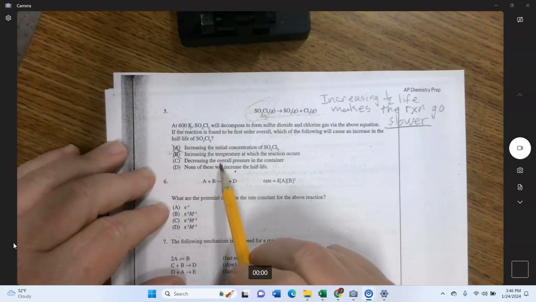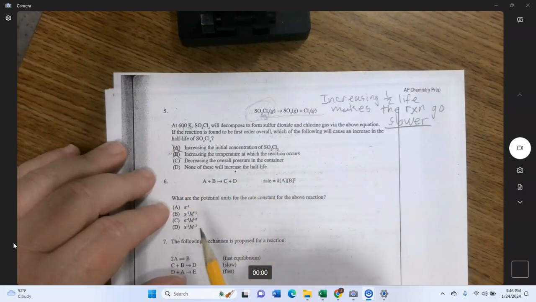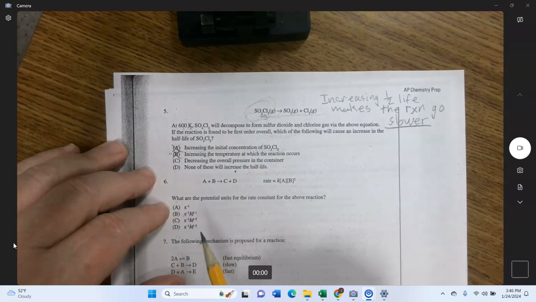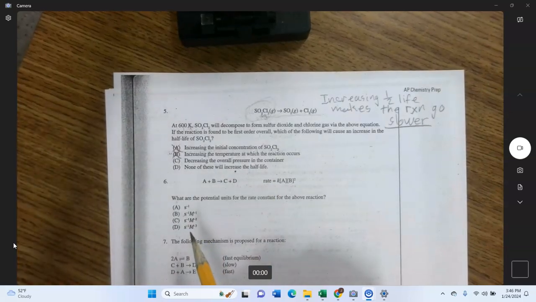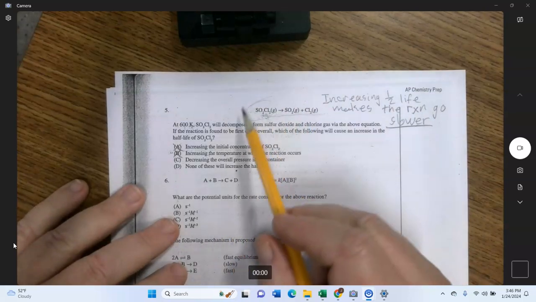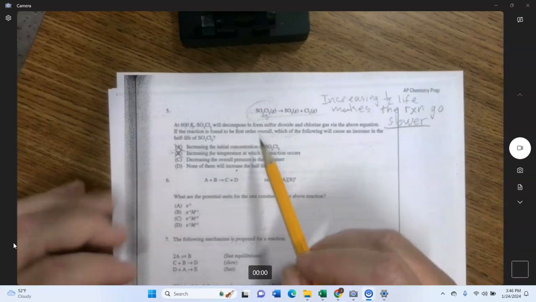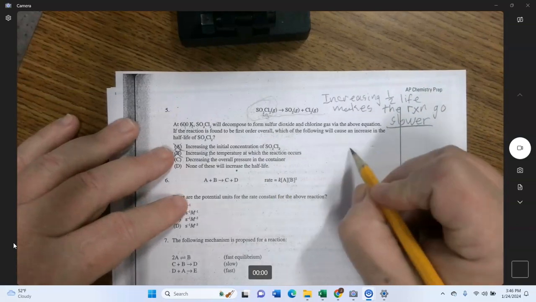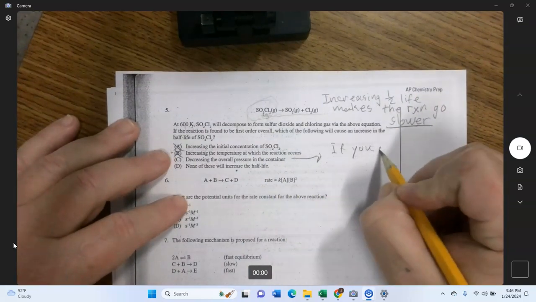C, decreasing the overall pressure in the container. That's the tricky one. That's one that we talked about. What does pressure do to Le Chatelier's principle? So if you decrease the pressure, it wants to increase the pressure. Let me write that down right here.